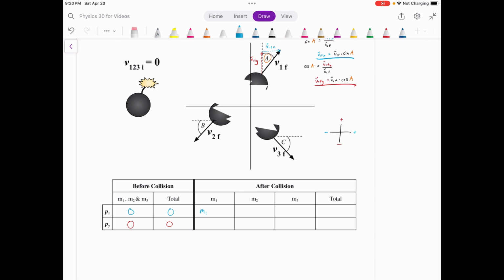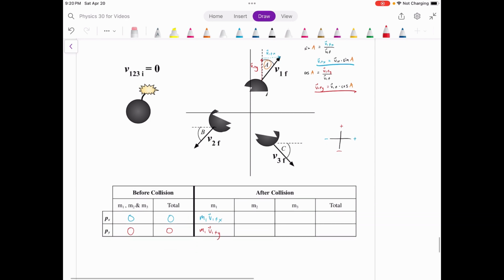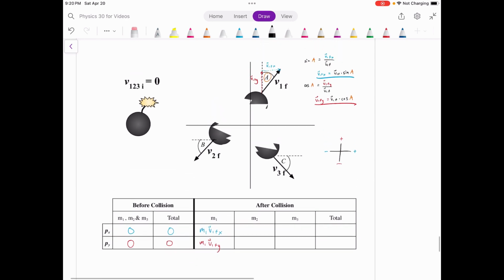It's its mass times its final horizontal or x velocity, right? What's its final y momentum? It's its mass times its final y velocity. Those happen to both be in our positive direction, so we wouldn't slap a negative in there, right? Okay, let's repeat that process for these two.